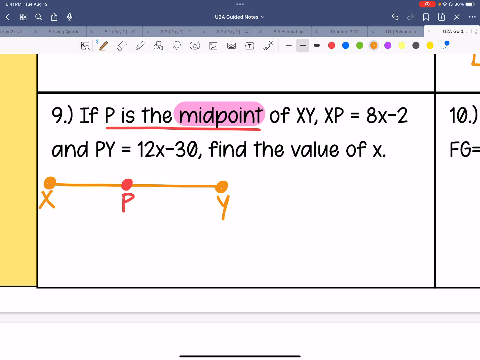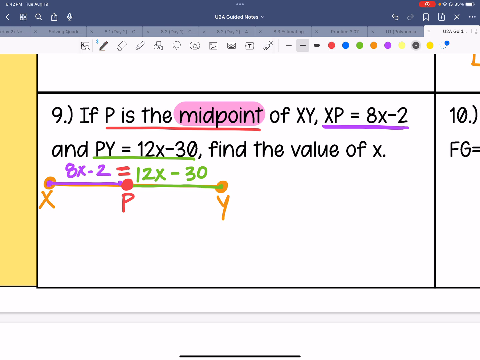The next piece of information I'm given is that from X to P, I use the expression 8x minus 2. So from X to P, I'm using the expression 8x minus 2. And then I'm also told that from P to Y, that segment length is used with the expression 12x minus 30. Now, we talked about midpoint being a keyword. And remember, it is a keyword because it is showing us that we have two equal parts. And now we have set up our equation.